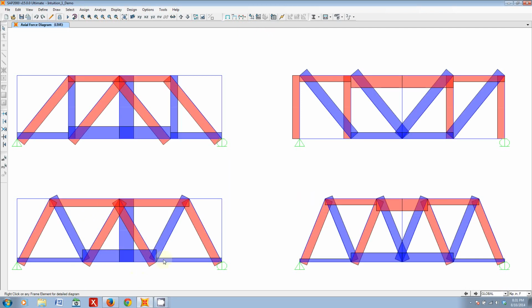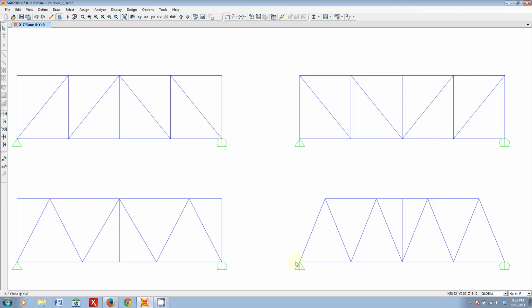So yes, that's the case. We go up in tension and we go down in compression. Up in tension, down in compression. Up, down, up, down. Yes.